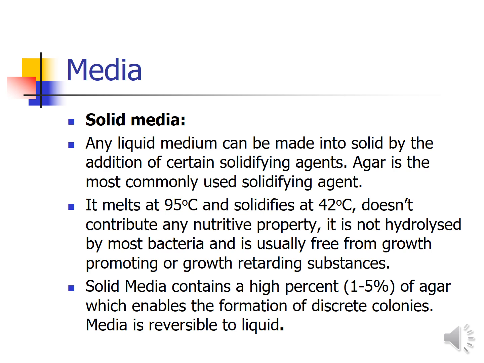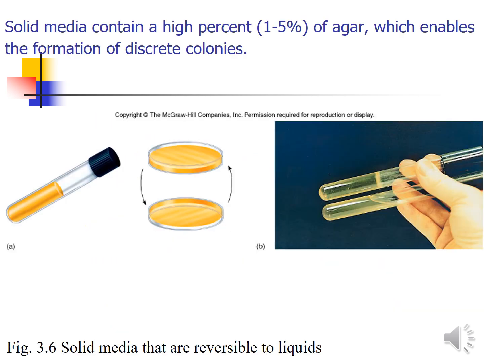Next is solid media. Any liquid media can be made into solid media by adding a solidifying agent, which is usually agar. It melts at 95 degrees Celsius and solidifies at 42 degrees Celsius. So agar does not contribute any nutrient property, it is not hydrolyzed by any bacteria, and it is usually free of growth promoting or retarding factors. So solid media contains around 1 to 5% agar, which enables the formation of distinct colonies, and the media is reversible to liquid on heating. So these are some examples.